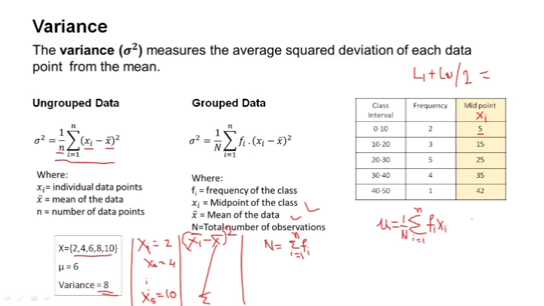Once you get the mean of the data, use this formula and determine the variance of the grouped data. All of you have to complete this task. Here you add a column and find out the values of xi minus x bar. Here you determine the value of xi minus x bar.